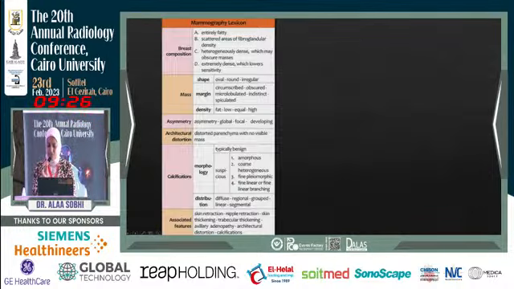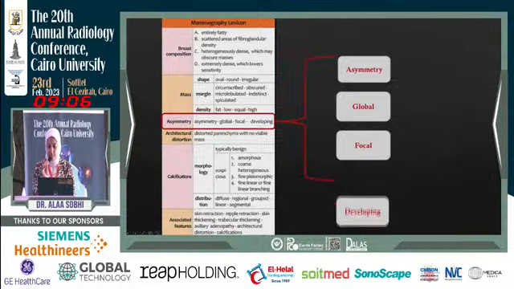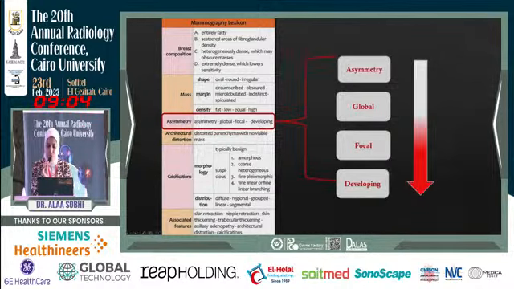What is asymmetry? When we want to describe any lesion in mammography, we refer to the mammography lexicon. The lesion may be one of three: mass, architectural distortion, or asymmetry. Asymmetry has four types: asymmetry, global, focal, and developing. When the arrow goes downward, the risk of malignancy increases.